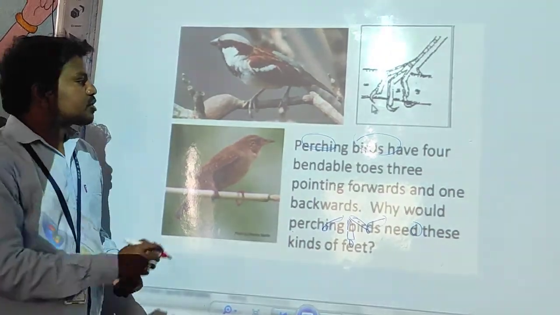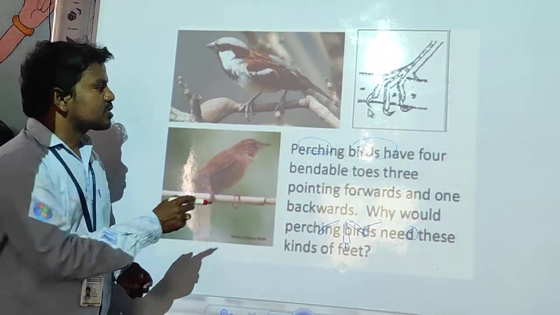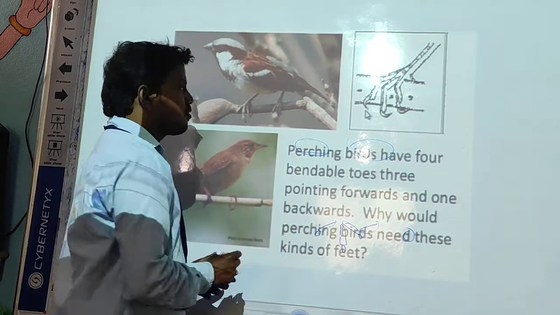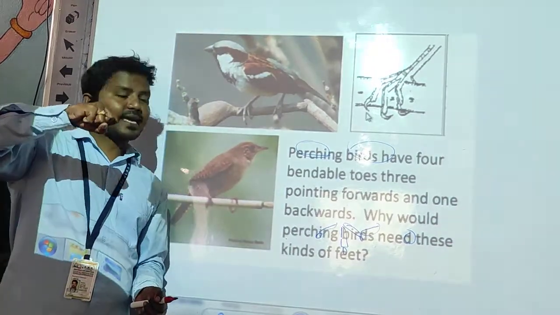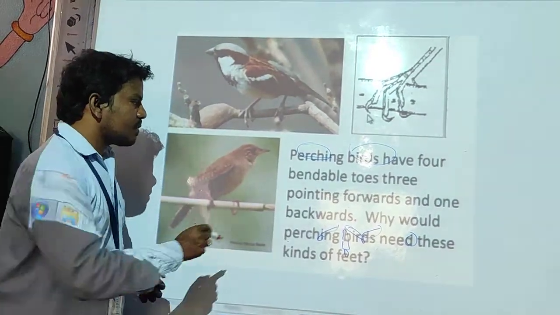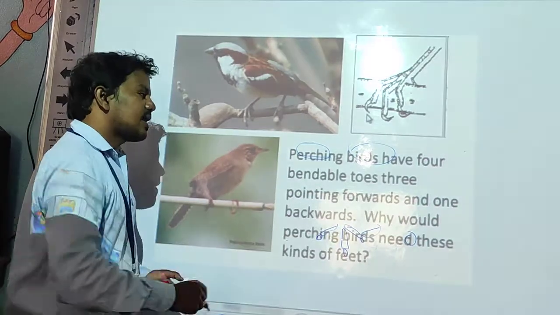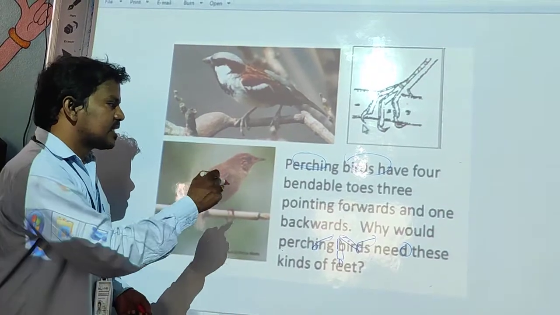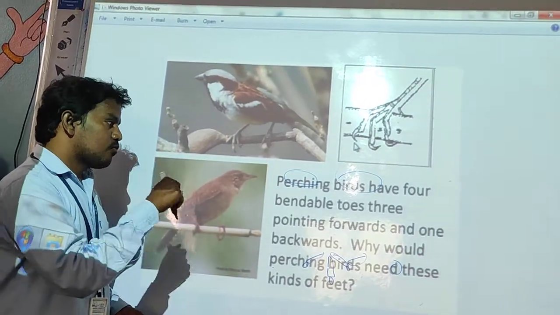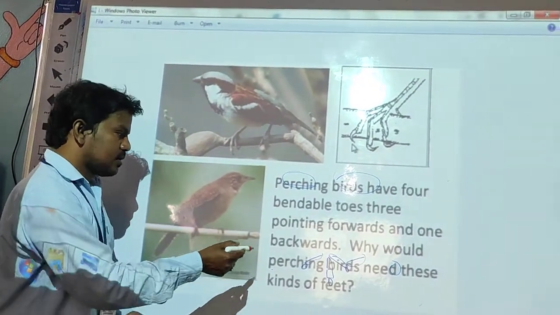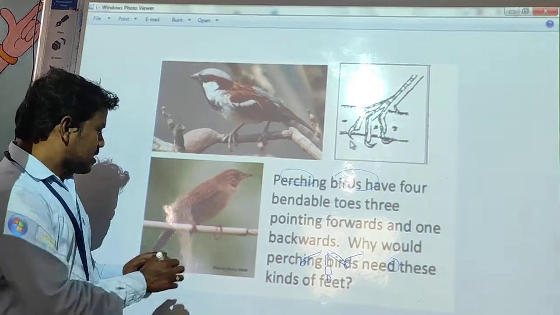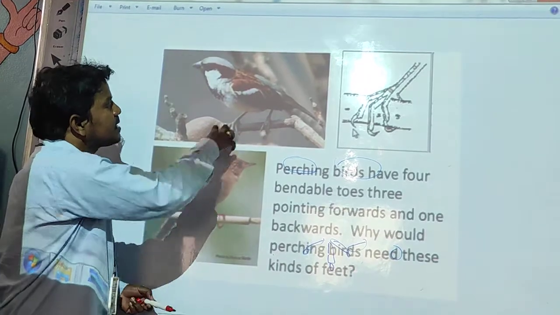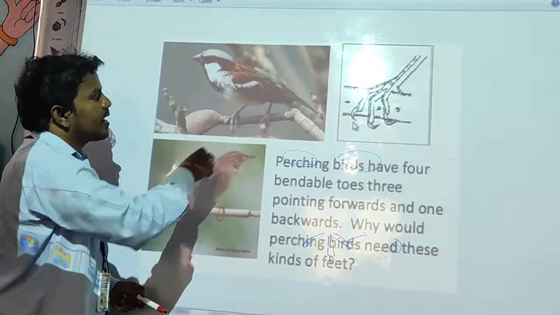Here are also perching birds. Perching birds have 4 bendable toes. They can bend also. 3 point forward, like hens and like a duck, and 1 backward. Perching birds use these for balancing and for supporting on the branch of a tree.